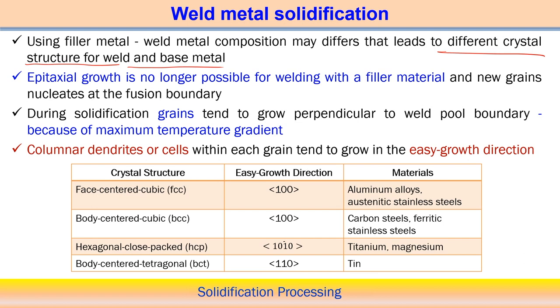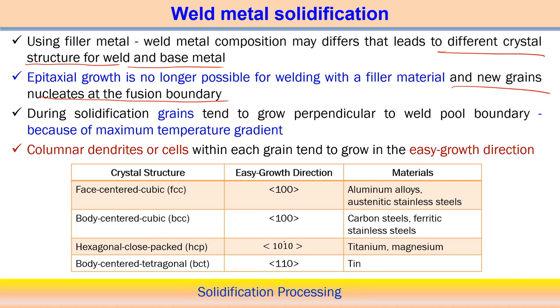In that case epitaxial growth is no longer possible when you use any kind of filler material. It means that epitaxial growth is possible when you do the autogenous welding process without using any filler material. When there is no epitaxial growth, new grains nucleate at the fusion boundary. Every time, new grains nucleate at the fusion boundary, and we can expect a more or less equiaxed kind of structure, or the length of the primary dendritic arms in this particular case is very low as compared to the epitaxial growth.